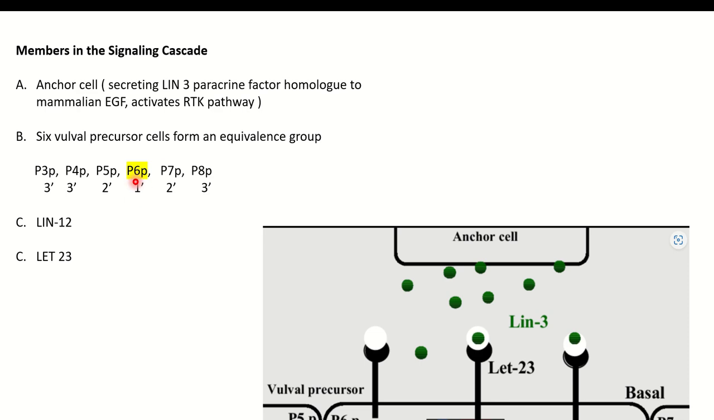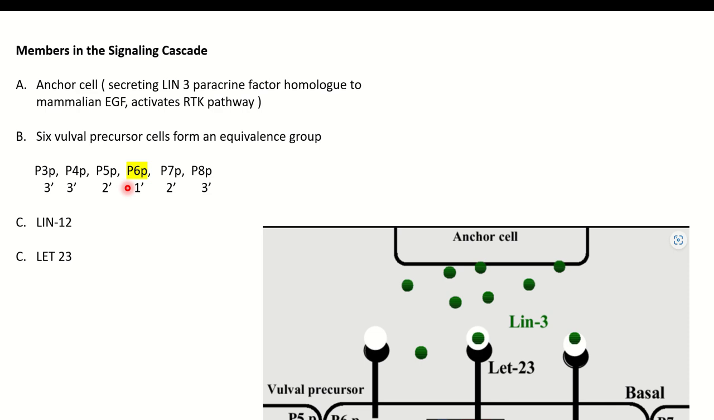So the cell which forms the trichome inhibits the neighboring cell from forming it. Thus it's a very specific signaling. Likewise, Lin12 takes part in the lateral inhibition. Lin12 is a homologue of the Notch protein.